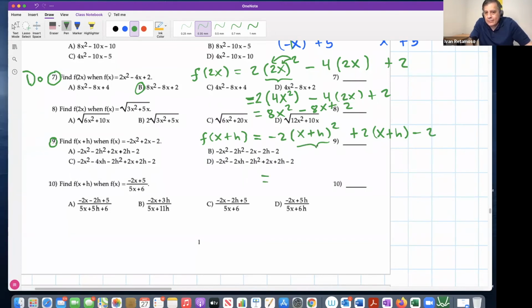Hint, work out first this exponent, right? This is x plus h times x plus h. You have to FOIL this out, right? So try to FOIL this out. And then the distributive property must be followed here, right? And then minus 2. Try to work this out. It is a big result, but it is what it is, right?